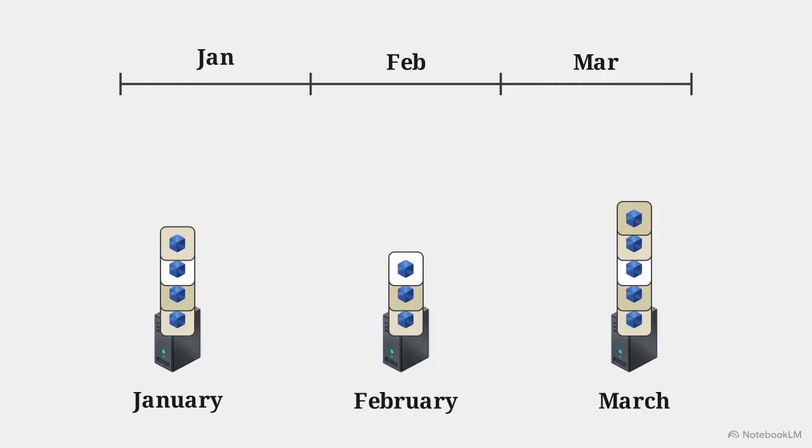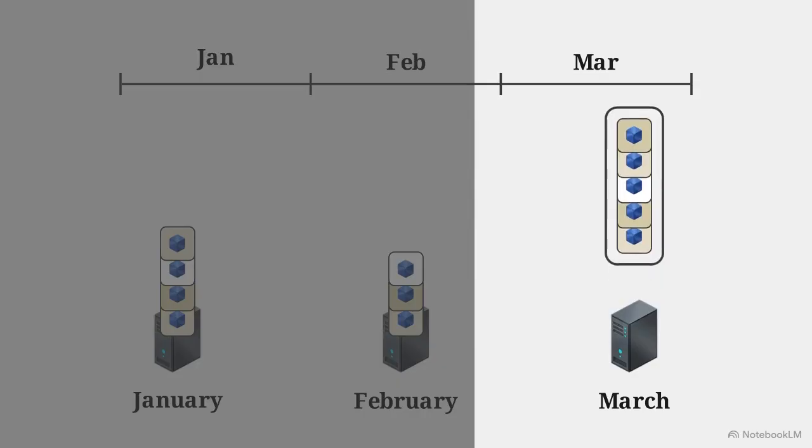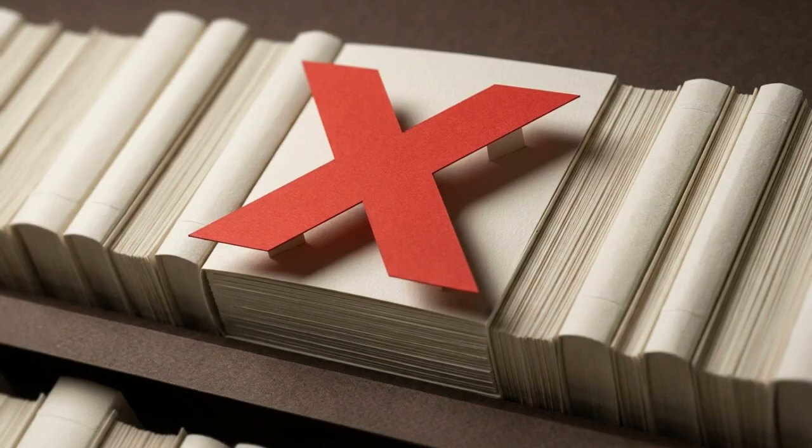Sorting this way makes reading the data incredibly fast. If you need to look back at everything that happened in March, you don't have to search the whole network. You go to that one machine and grab the whole month in one fluid, continuous motion. But there is a massive problem with this perfect line strategy.